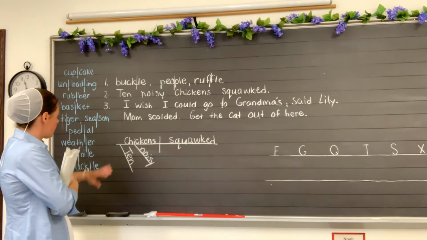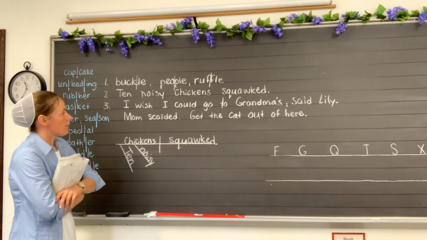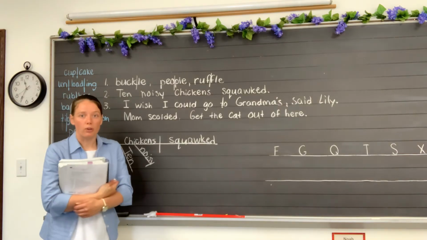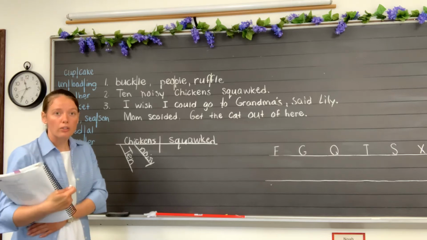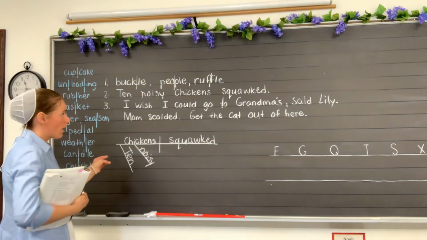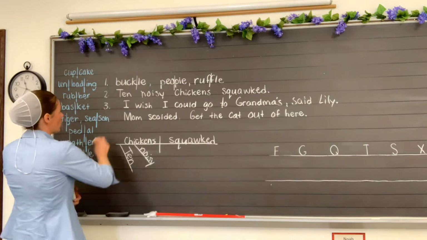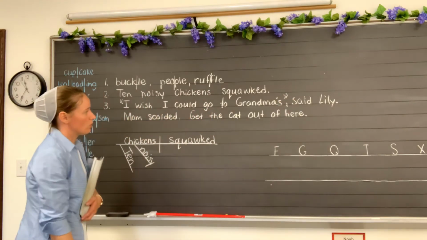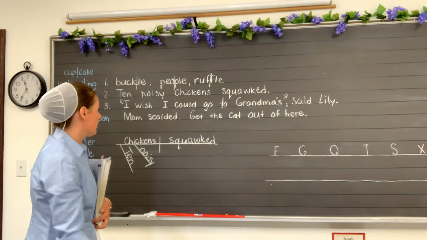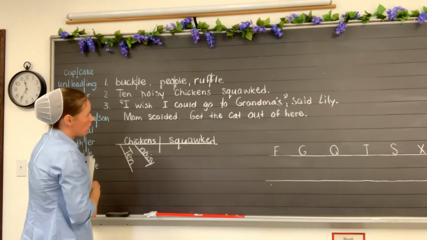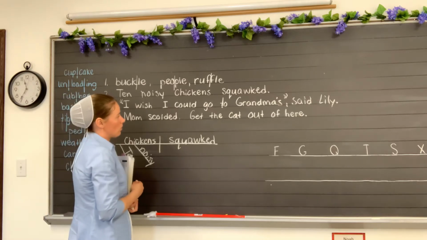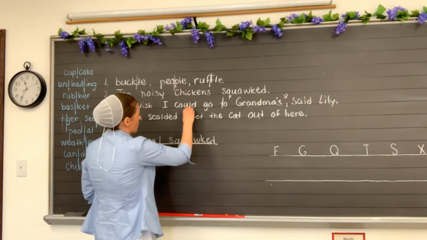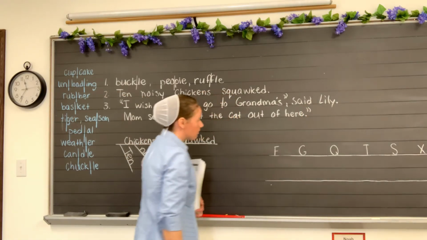Okay, the next number we have is number 3, and it says, I wish I could go to Grandma's, said Lily. So we need to put quotation marks in here. Quotation marks are marks that curl around what somebody said, the exact words of the speaker. So we'll go like that and like this, because I wish I could go to Grandma's are the exact words of Lily. And then the next sentence says, Mom scolded, get the cat out of here. So what were the exact words of Mom? The exact words were, get the cat out of here. So we'll put quotation marks around there.